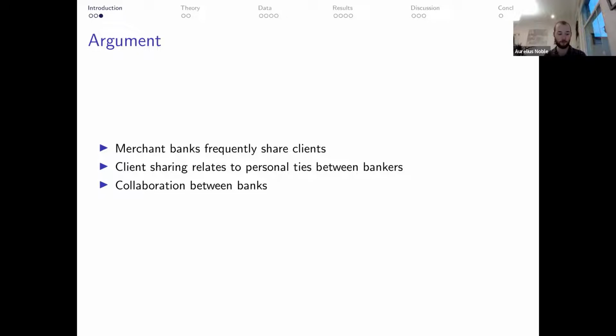It's quite common for merchant banks to share clients with each other, and so we should be thinking about these merchant bank client relationships in a more nuanced way, and trying to understand how the forms of these relationships varied even within a specific merchant bank and why that was the case. I'm going to argue that client sharing was frequent, and indeed that client sharing relates to personal or community ties between merchant banks, and because it relates to these personal ties, we would probably think of it as the outcome of some sort of collaborative rather than competitive process.